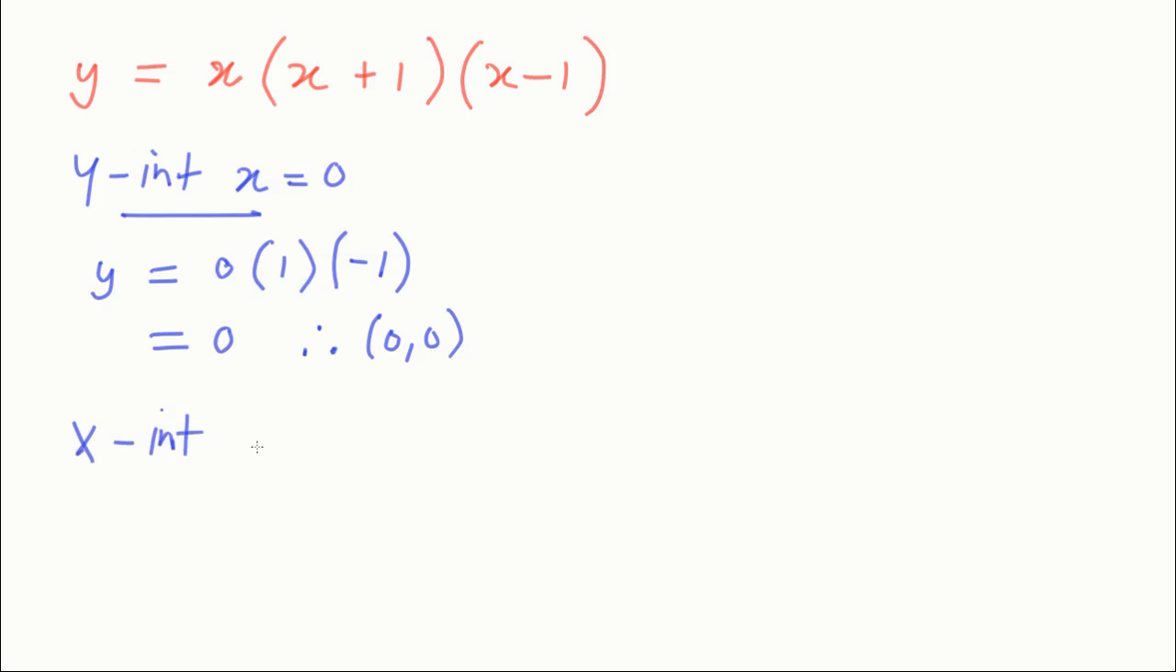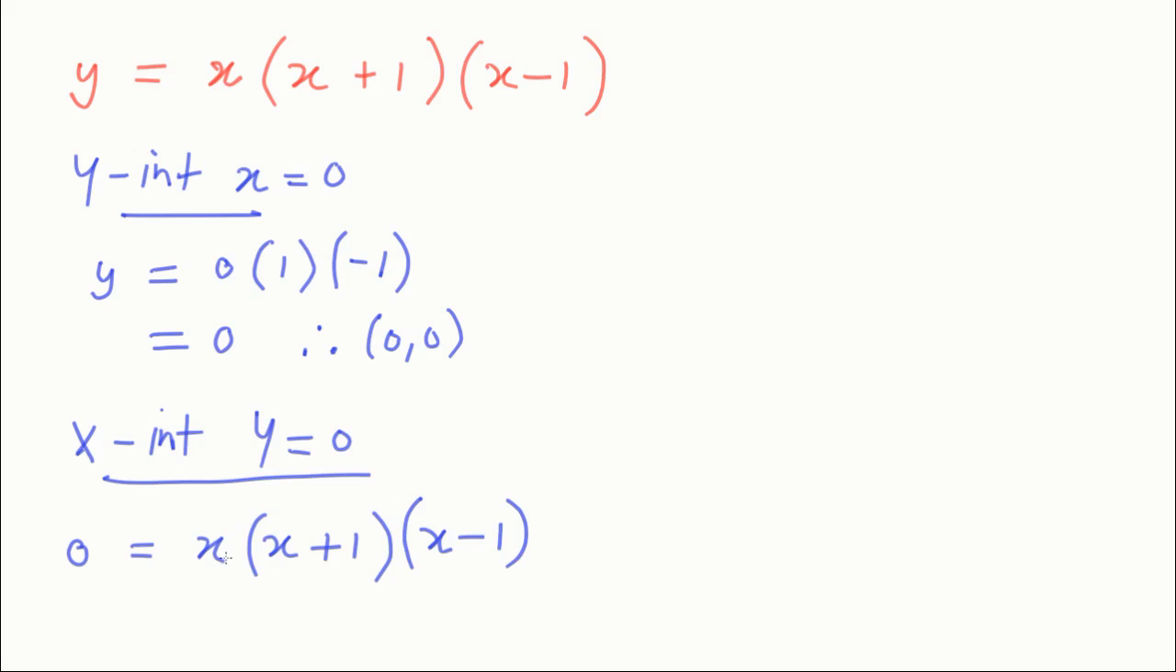For the x-intercepts, let y equal 0, and 0 equals x bracket x plus 1, x minus 1. I can use the null factor law here, which in fact I will. So either x is 0, and there's our first x-intercept, or x plus 1 equals 0, or x minus 1 equals 0. Solving x plus 1 equals 0, I get x equals minus 1, and solving this one here, I get x equals 1. So there are the three x-intercepts, and now it's just a matter of sketching the graph.